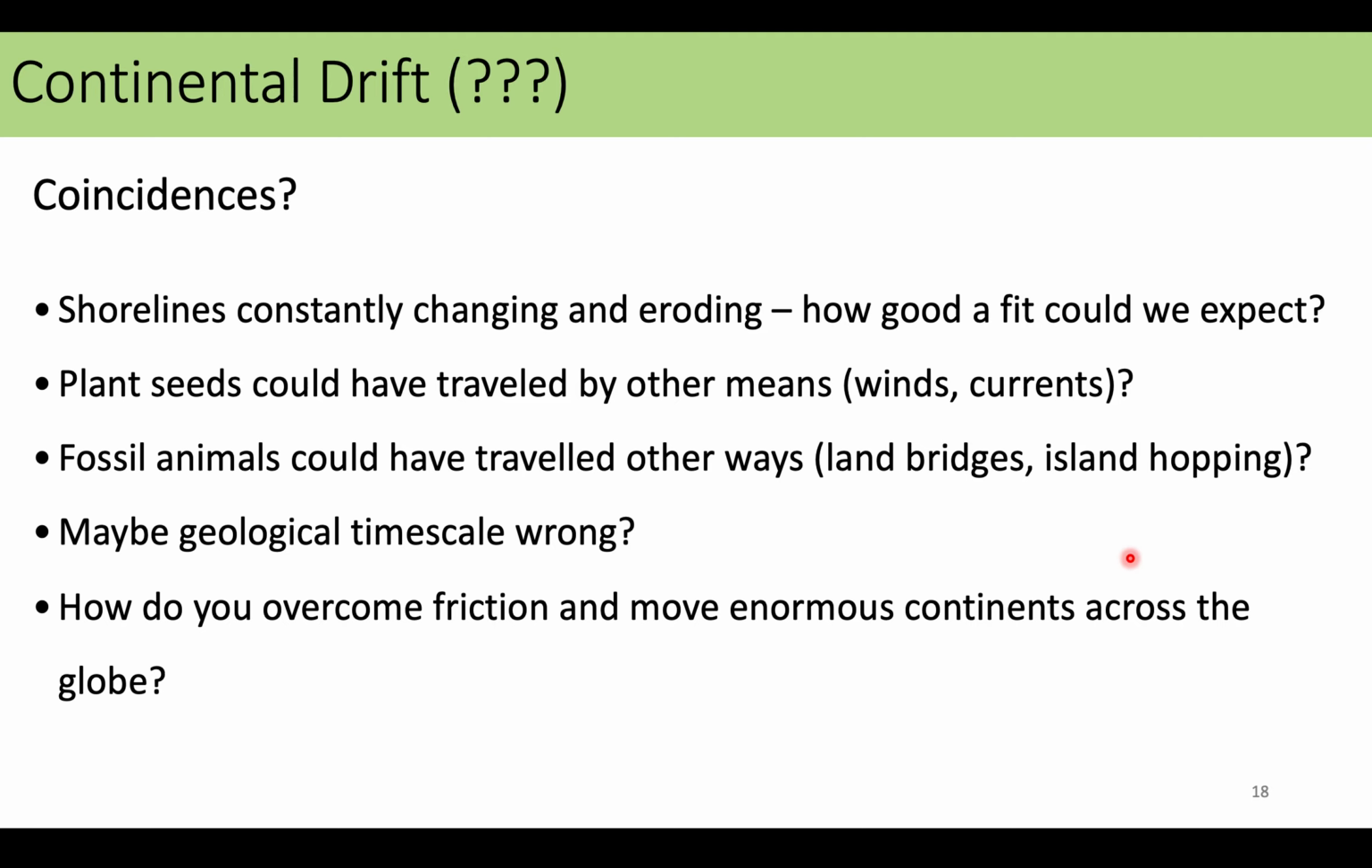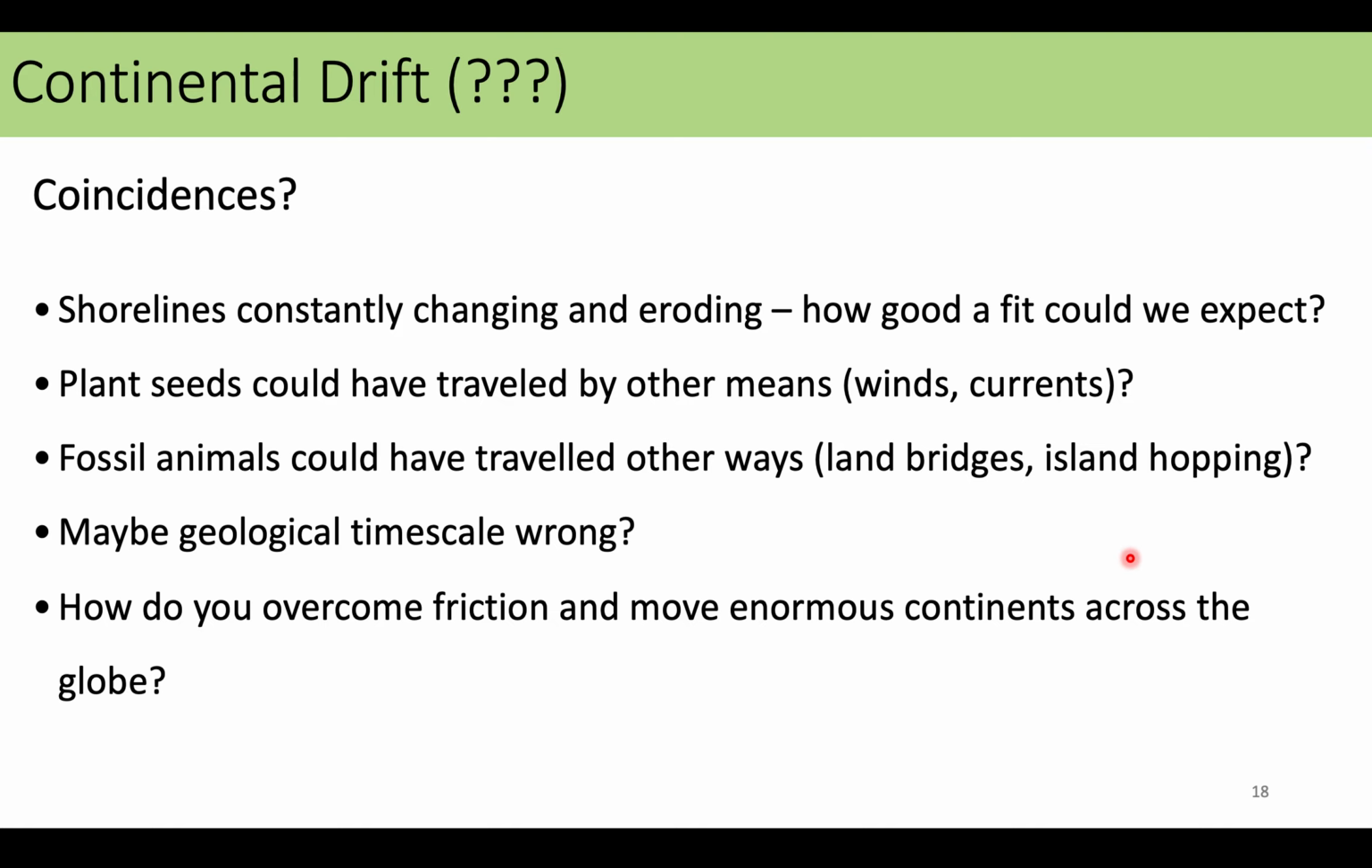Plant seeds could have traveled. Animals could have traveled other ways. So in terms of fossils, wind or current could have moved plant seeds, causing plants to grow on different continents. Animals maybe could have gotten across different continents by land bridges appearing or island hopping. Maybe your understanding of the geologic timescale is wrong. Maybe the timescale that you're using actually is wrong.